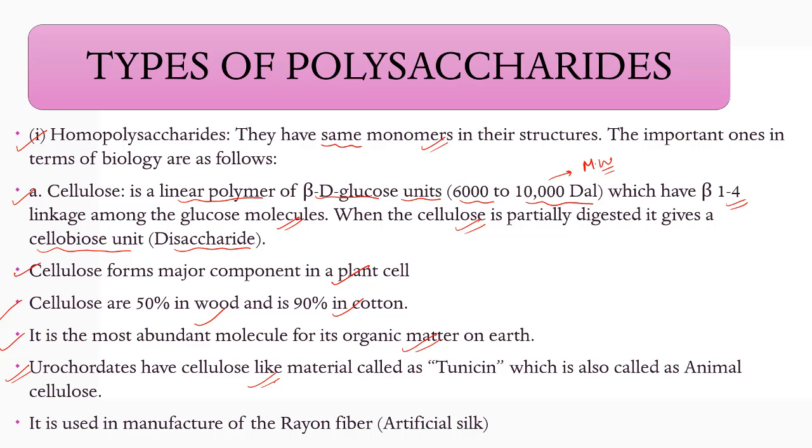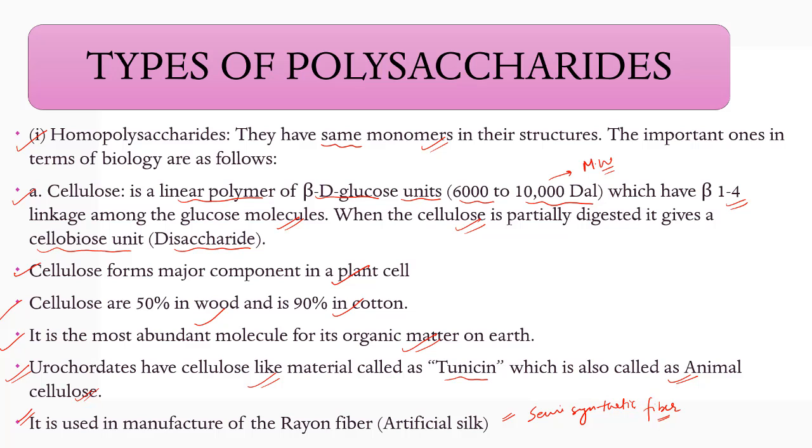Eukaryotes have cellulose-like material known as what? Tunicin, which is also called animal cellulose. Cellulose is used in the manufacturing of rayon fiber, which is artificial silk, as it is a semi-synthetic fiber. So homopolysaccharides have the same monomers, heteropolysaccharides have different monomers.